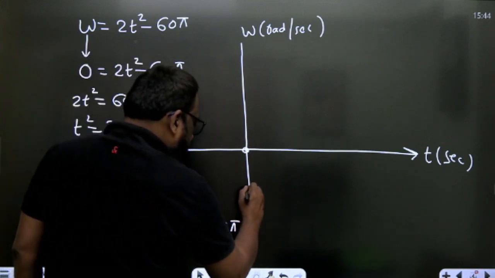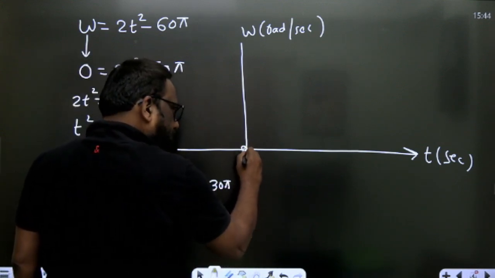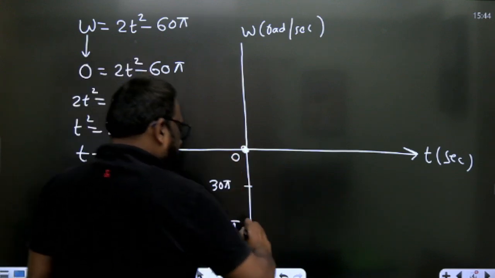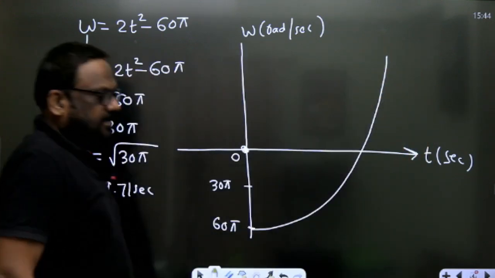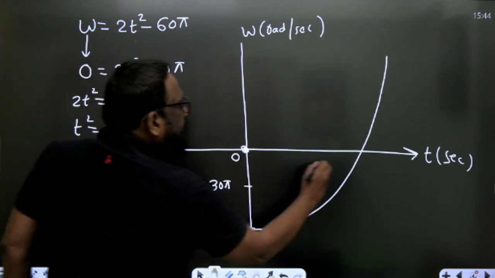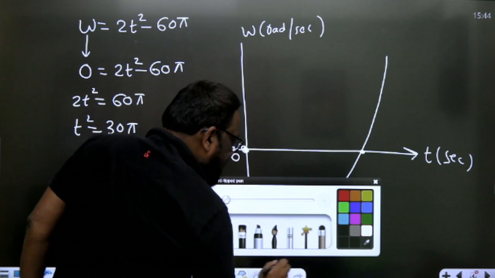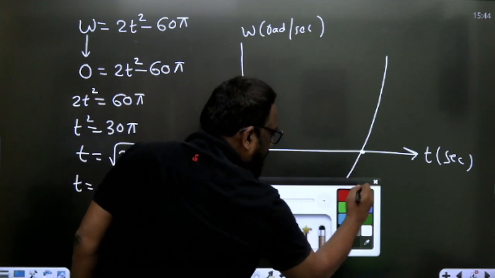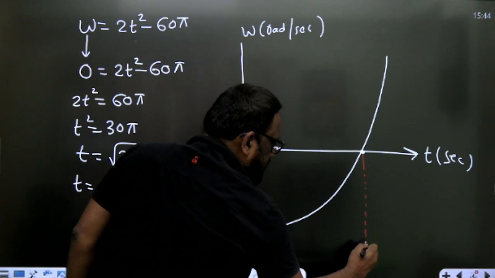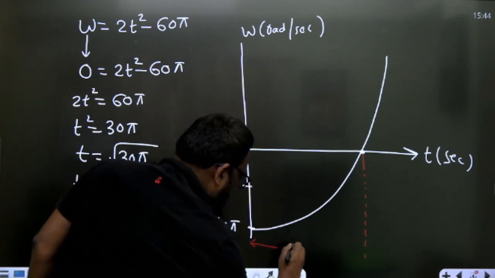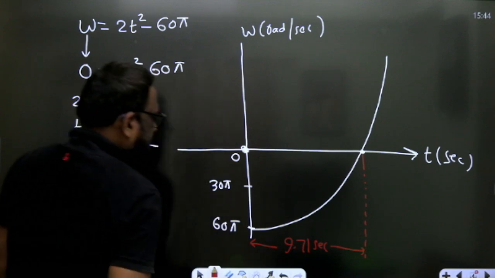And it is reaching 30 pi. Then it is becoming 0. This is 0, and it is something like this. Now look, omega is becoming 0 at what time? Now please understand carefully. This omega is becoming 0, and you know this time is 9.71 second.